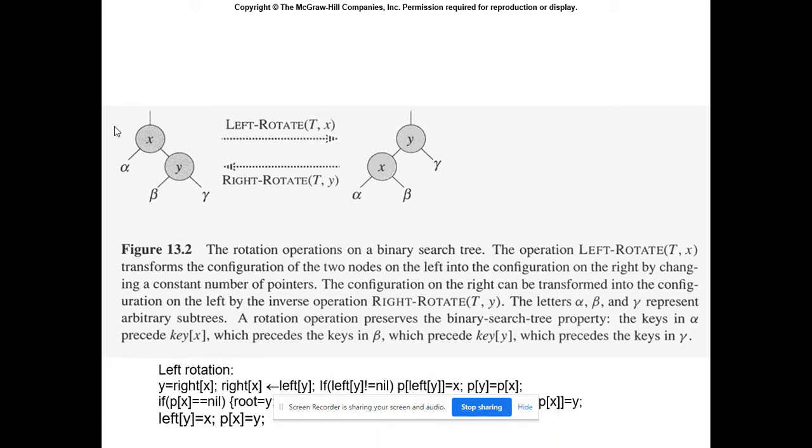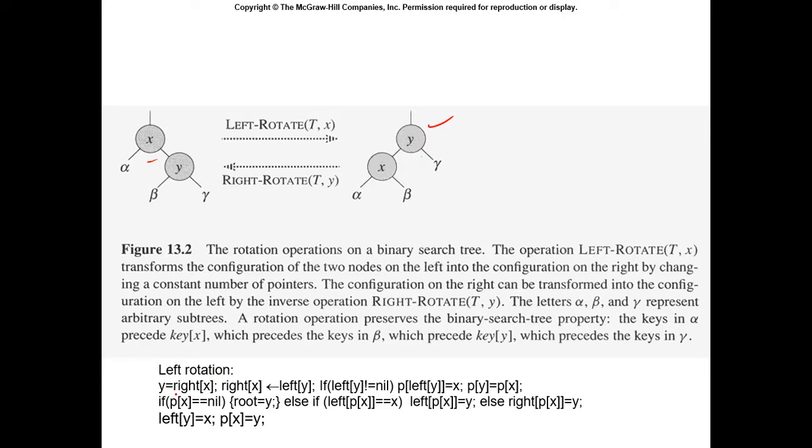Here you can see the operation is mentioned. Left rotation. How do you perform a left rotation if you have a tree like this? When you perform a left rotation here, what happens? This y will occupy the root position, but then this beta goes to the right of x, and x will come to the left of y. That is exactly what is mentioned here.